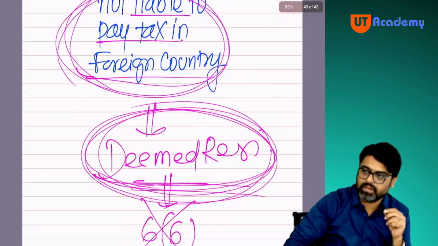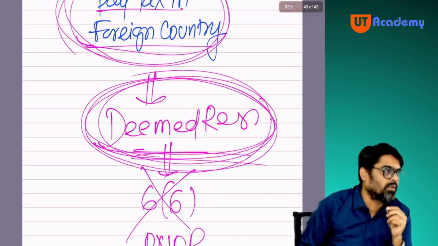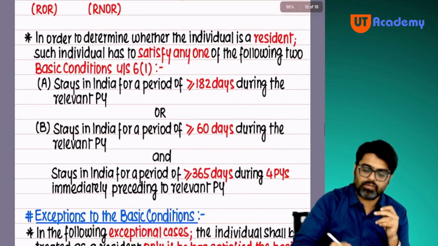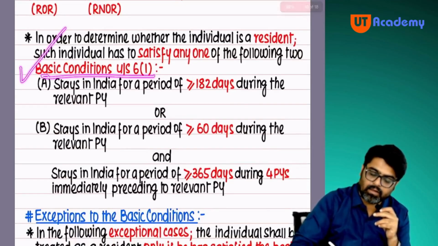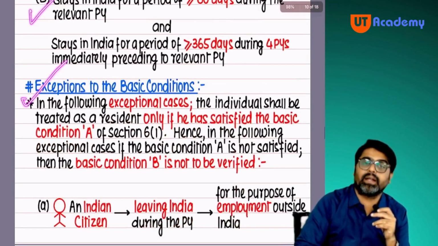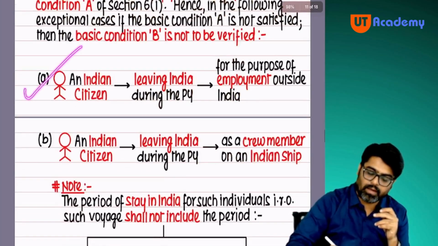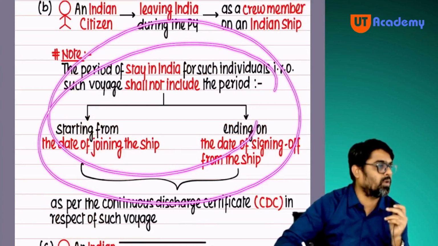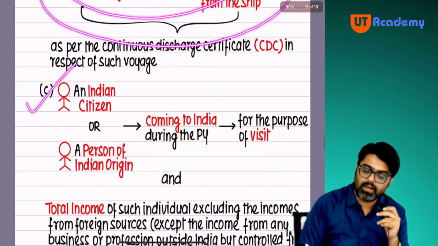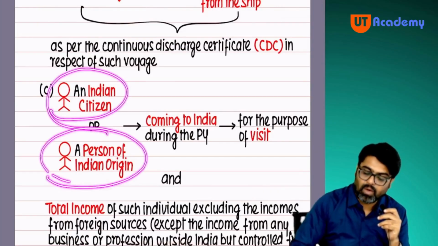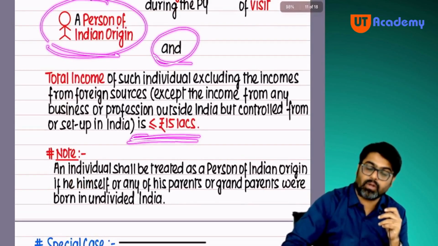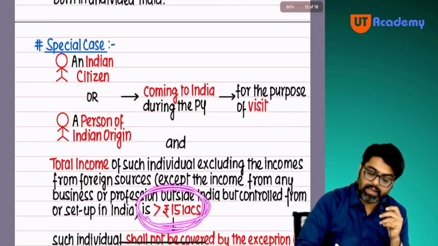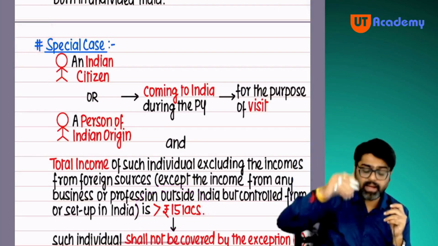This is the end of residential status for individuals. Now please check this part. Two basic conditions given under 6(1): A, B, done. Three exceptions did I tell you? Exception number 1, exception number 2, and in exception number 2, this period has to be excluded. Then this was your exception number 3, but you will be covered by exception number 3 only if your total income does not exceed 15 lakhs. Note, if your total income exceeds 15 lakh, then you will not be covered by the exception. Yes or no?